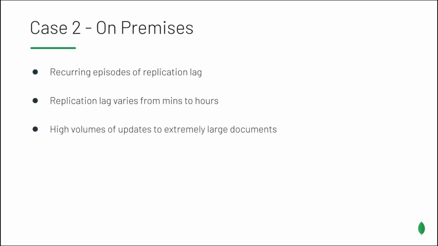The customer's workload is high volumes of updates to some extremely large documents. When I say extremely large documents, I mean the document sizes are reaching the limit of 16 meg. They are running MongoDB on huge servers. They have 192 cores of CPU, and they have 1.5 terabytes of memory. Their working set fits in memory.